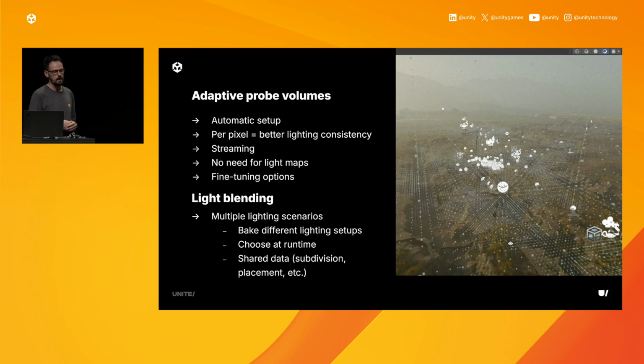And we also use light blending, which is very useful because you can bake different lighting setups in the same scene. And then at runtime, you can choose which one you want to use, or you can even combine multiple light scenes. And what is good about light blending is that they share data, right? So the subdivision of the scene for streaming, the placement of the probes and all of that, you're not duplicating that data. It's being used for the multiple lighting setups.